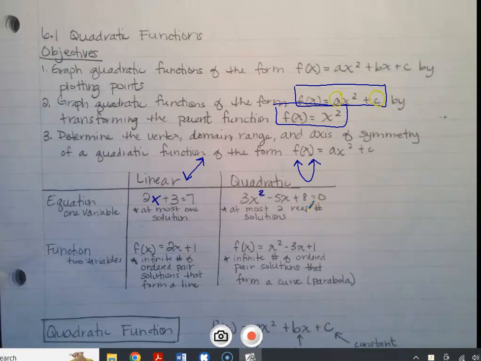Versus a function, when we use the function form, we have 2 variables in a function. Because this f of x, a lot of times we call this the y value in that input-output. So in this case, we can put one number in and we're going to get another number out. So we have an infinite number of ordered pair solutions that can form the line. And with our quadratic, we have an infinite number of ordered pair solutions, only this time they form that curve or that parabola. f of x is basically just y.